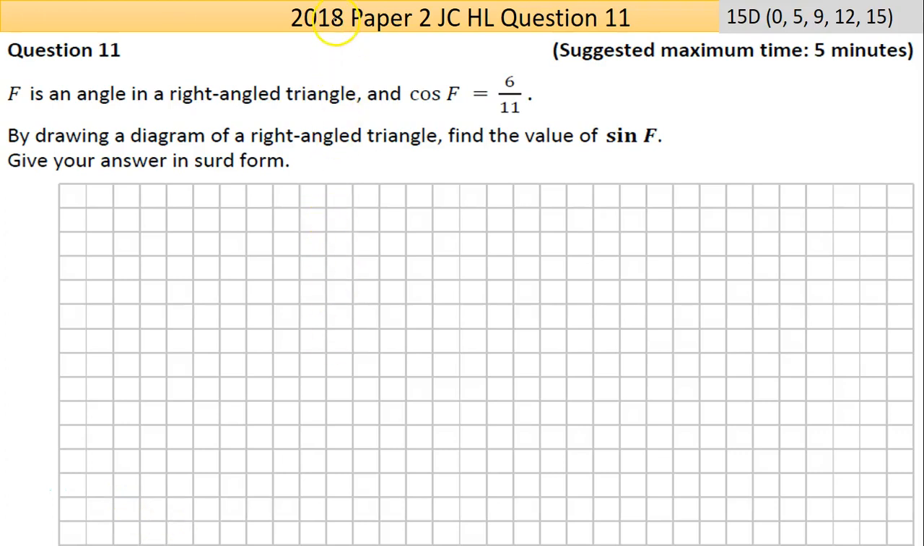Hi, and welcome to the 2018 Paper 2 of the Junior Cert Higher Level. This is question 11 we're on now, and it's basically a one-part question. It's worth a lot of marks, 15D. Trigonometry, or seems to be. So let's get stuck in.